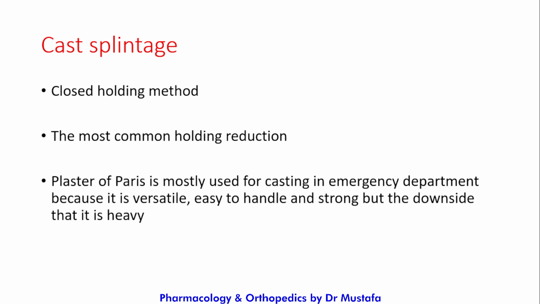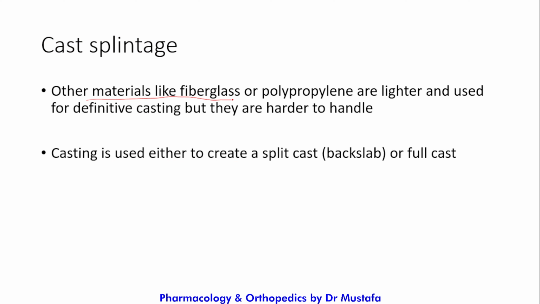So we talked about the continuous traction. Now we talk about cast splintage, which is also a closed holding method. And this is the most common holding method that is used. Plaster of Paris is the most used material for casting in the emergency department because it is versatile, easy to handle, and strong, but the downside is that it is heavy. Other materials like fiberglass or polypropylene are lighter and used for definitive casting, but they are harder to handle.